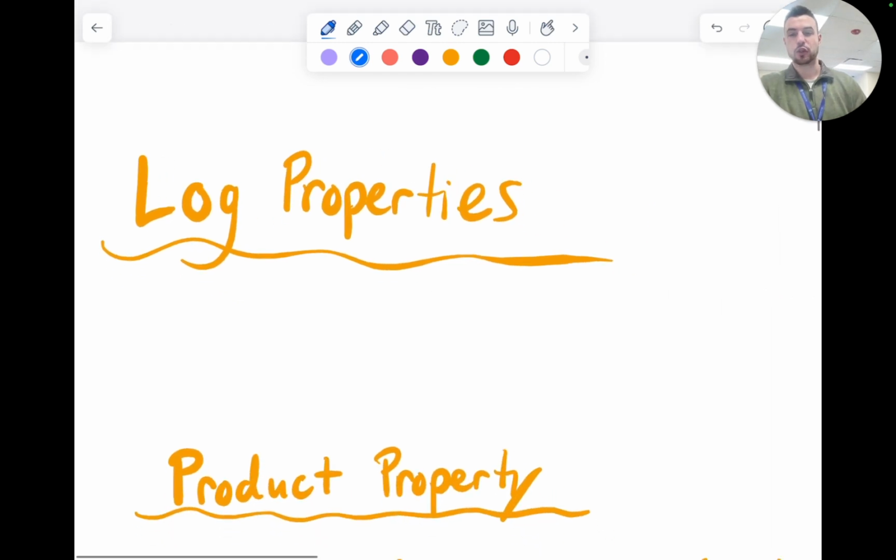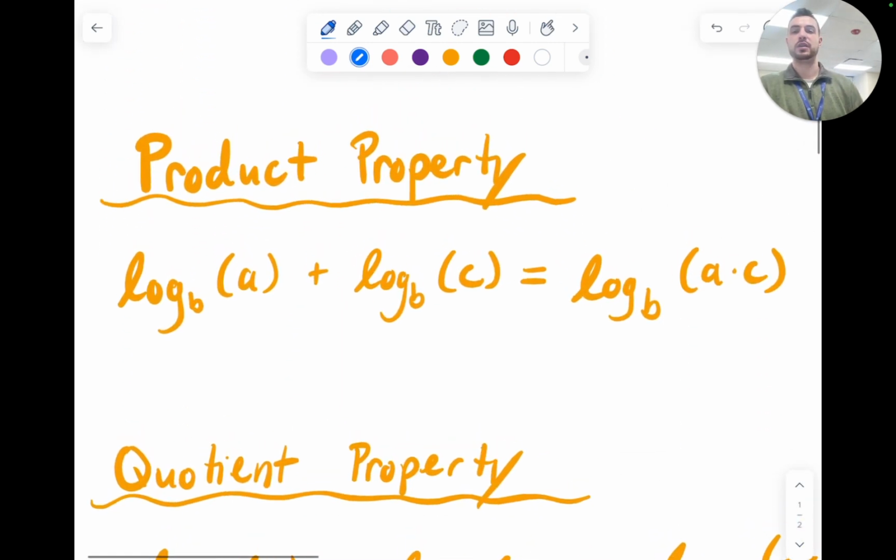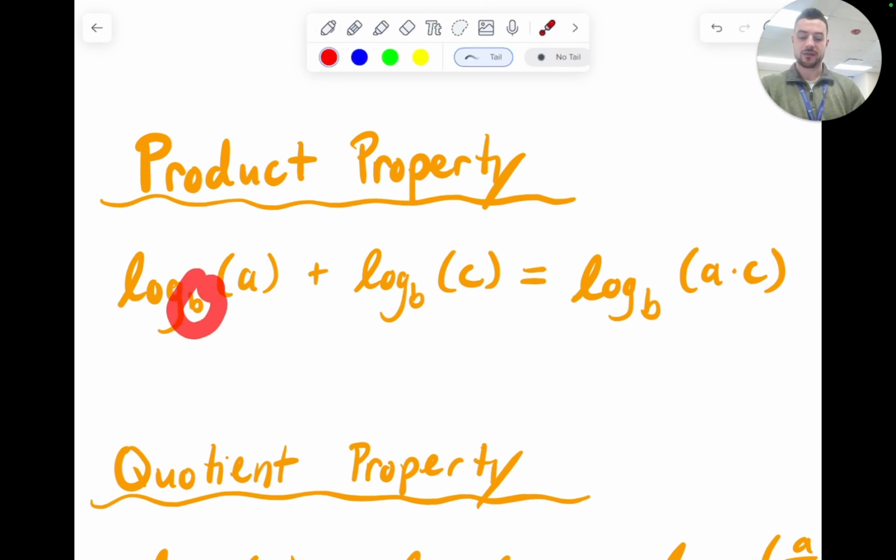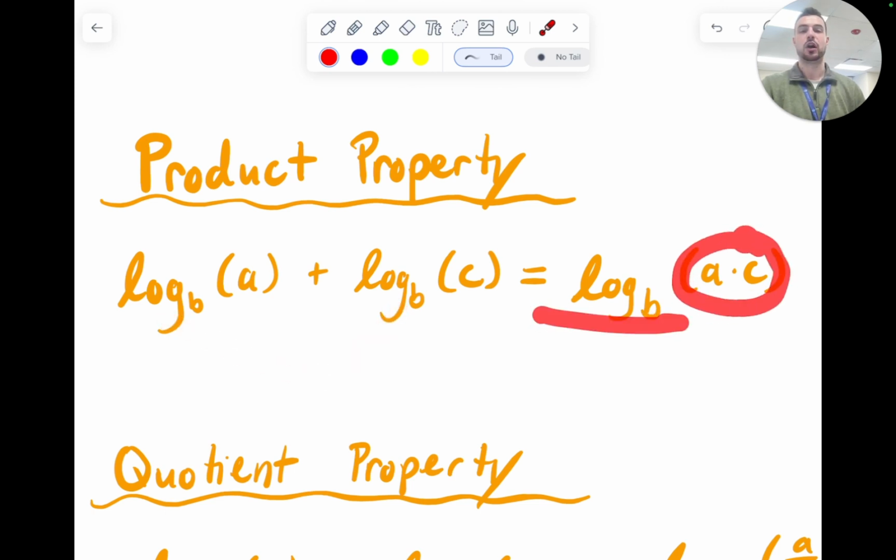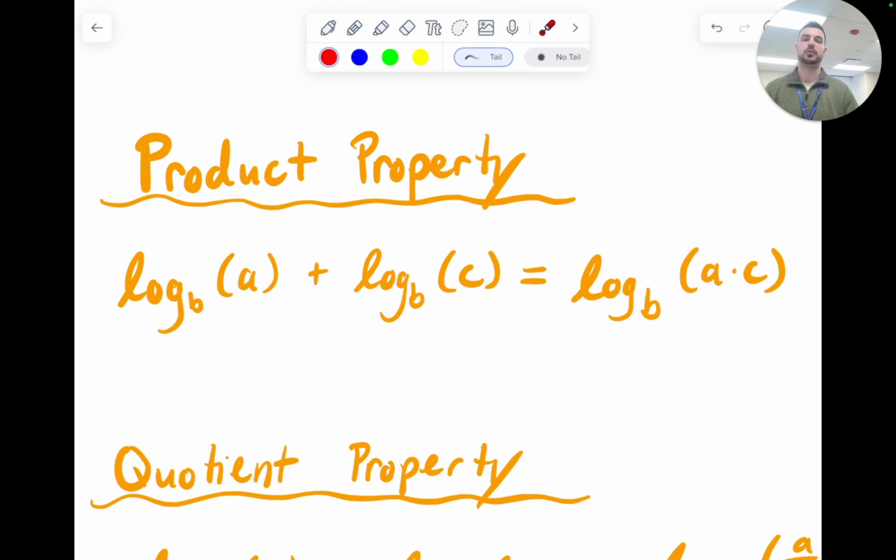So the properties of logs are, first, we have the product property. Essentially what it means is when you have two logs that have the same base and you are adding them together, you can condense the two logs to one log if you multiply their arguments. So we have log base b of a plus log base b of c equals log base b of a times c. So again, that is the product property.